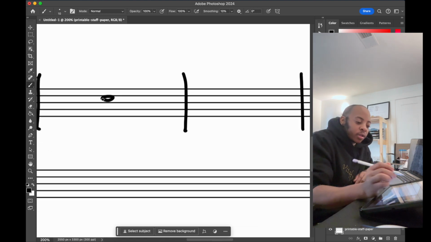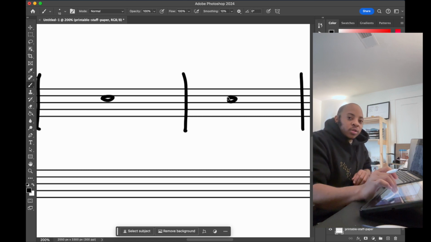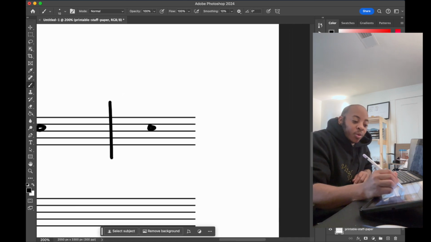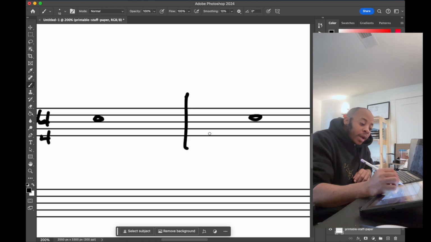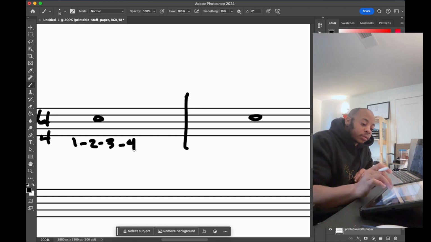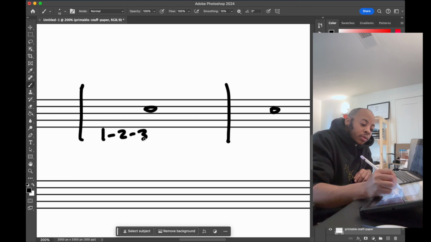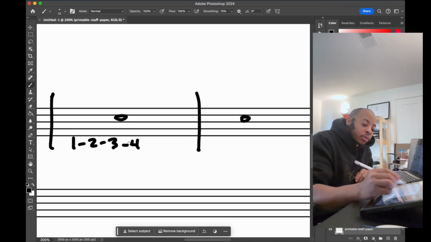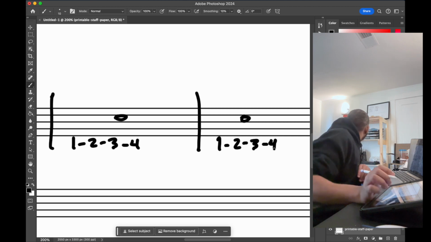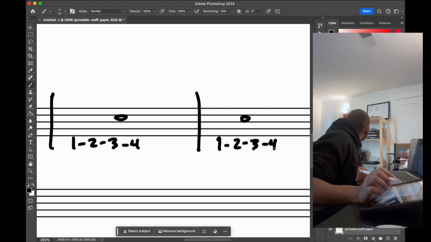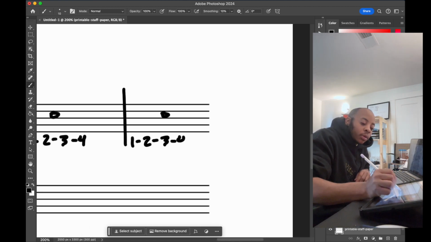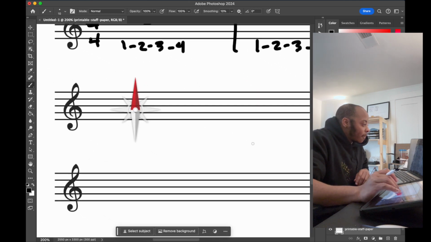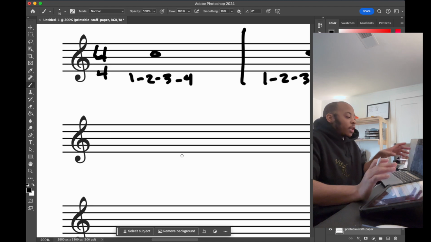1, 2, 3, 4. 1, 2, 3, 4. These are all whole notes, right? I'm going to write the counting down here. So the next one, this is a treble staff, treble clef on staff paper.